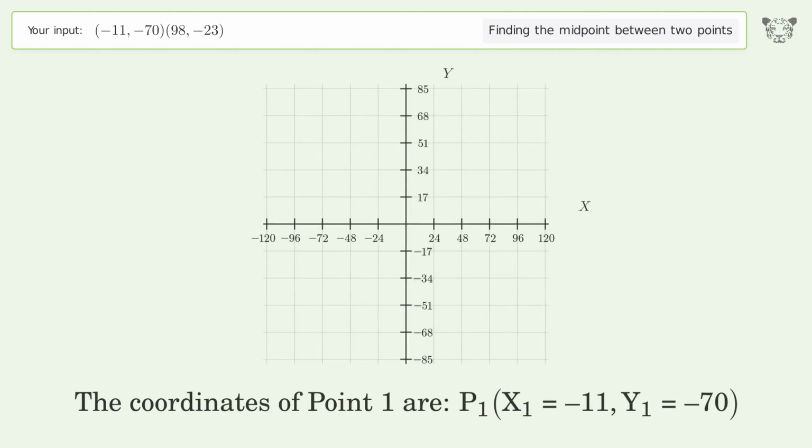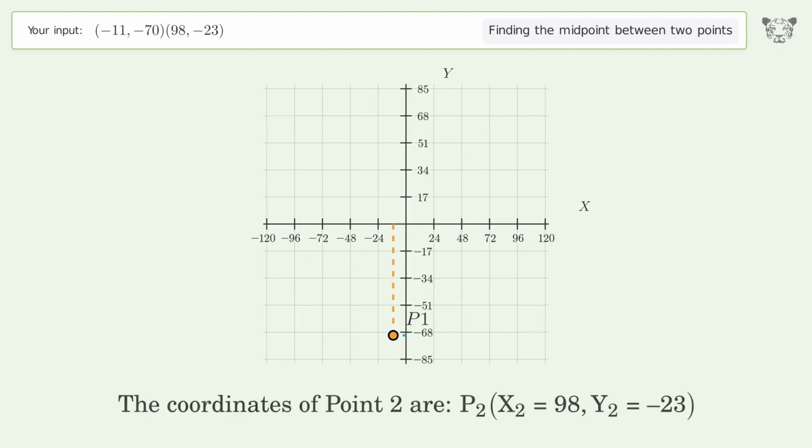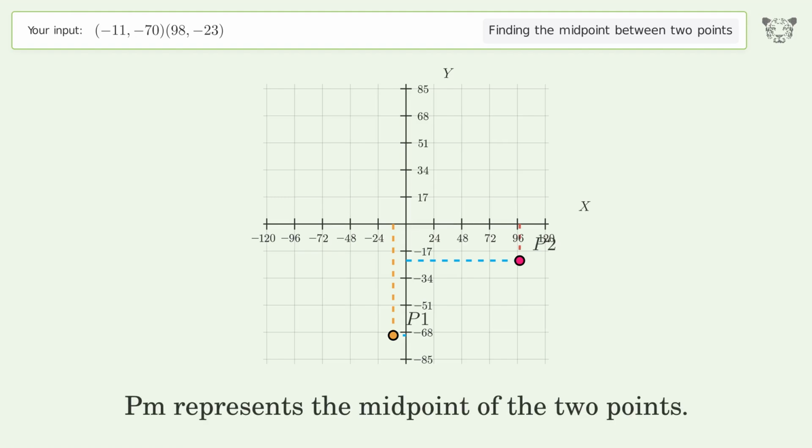The coordinates of point 1 are, x1 equals negative 11, y1 equals negative 70. The coordinates of point 2 are, x2 equals 98, y2 equals negative 23. PM represents the midpoint of the 2 points.